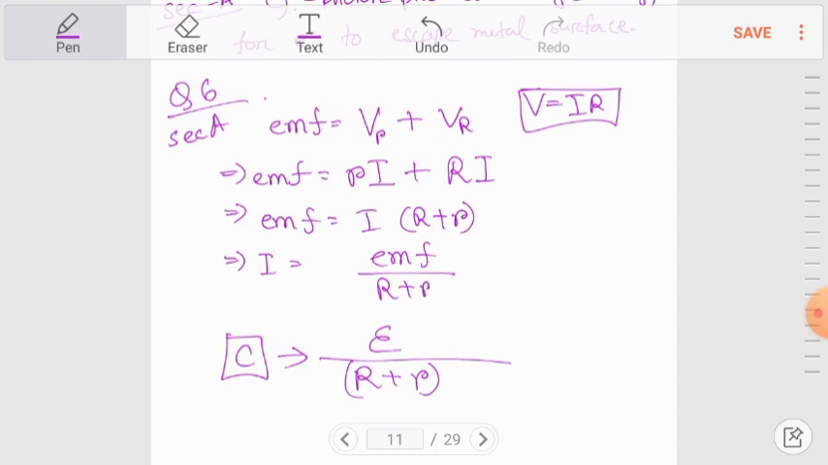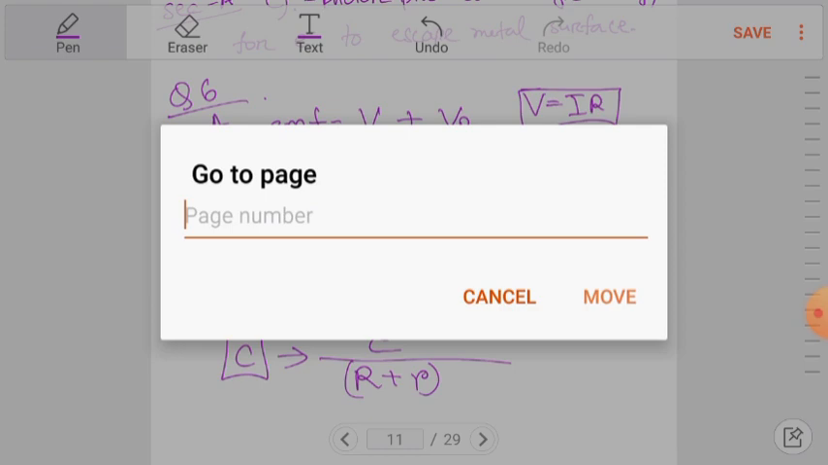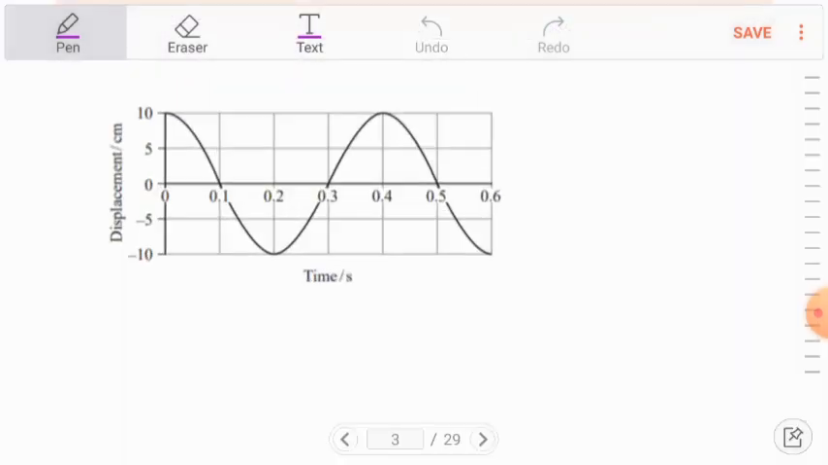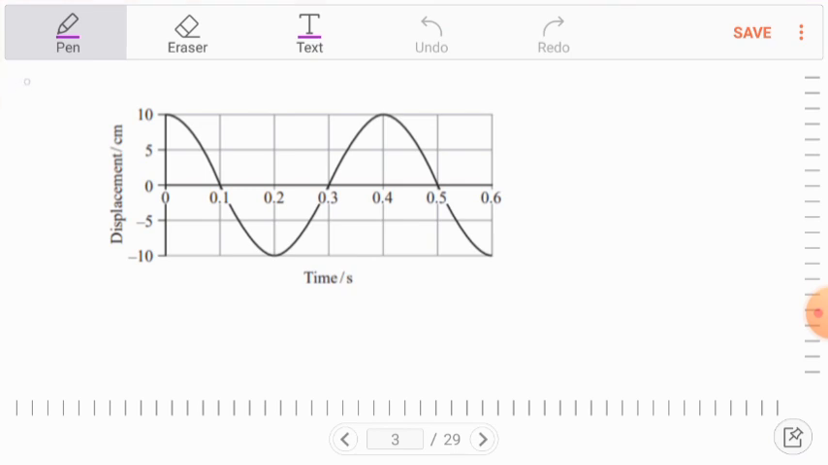Moving to question number 7. Question number 7 also has a diagram, so I'm just moving to that page. Question number 7 has a graph. Question 7 of section A says a graph of displacement against time for a point on a transverse progressive wave is shown. Which of the following statements is correct?